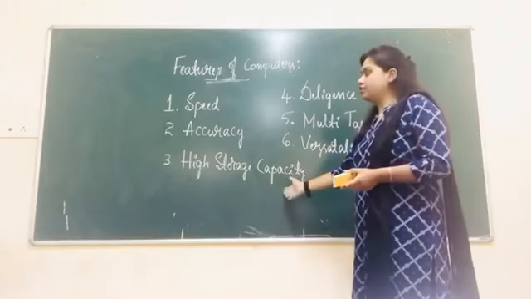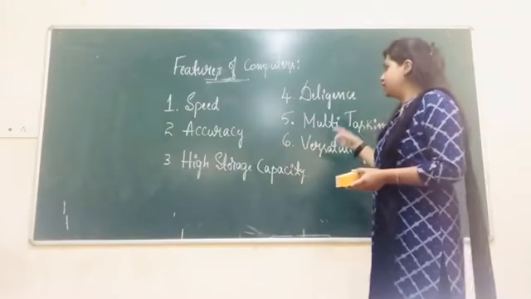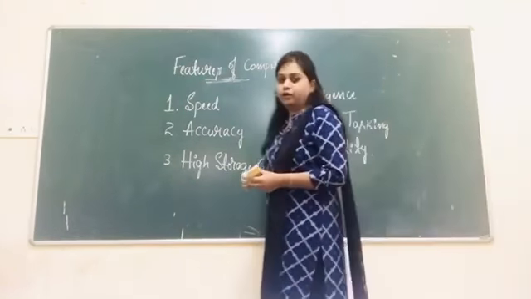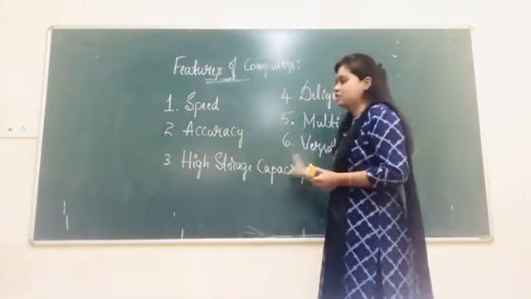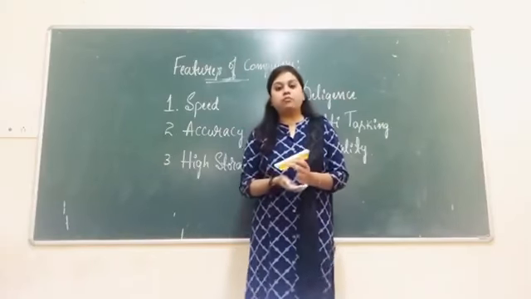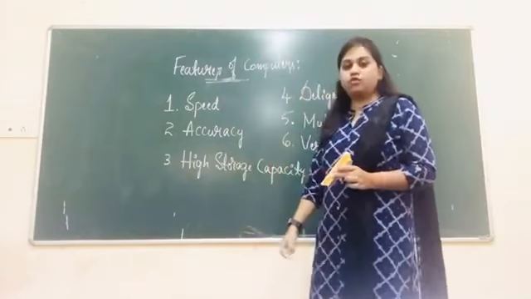So these are the features of a computer: speed, accuracy, high storage capacity, diligence, multitasking, versatility. If they ask for 2 marks, then you can mention only these points, no need of explaining. But if they ask for 5 or 6 marks, then you need to explain each point briefly.